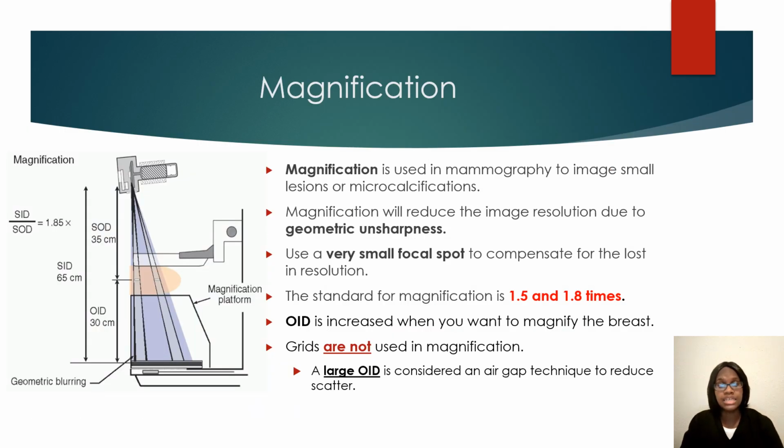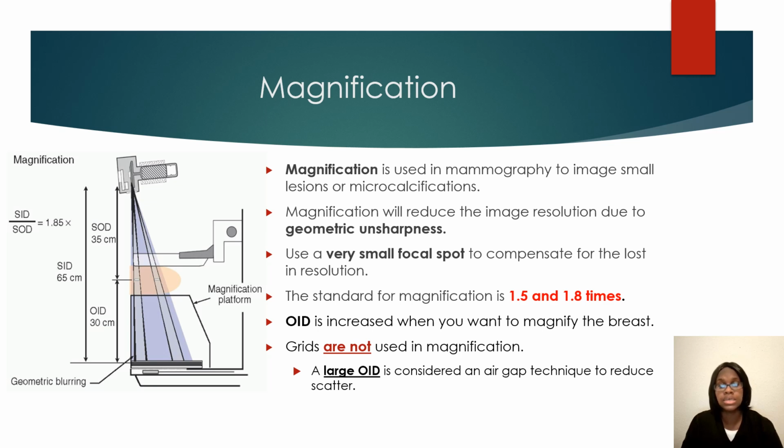We use magnification a lot in mammography. A lot of times, if something was found on a screening mammogram, the patient will have to come back in to have more images as a diagnostic mammogram, especially if it's for microcalcification. You will have to use the magnification stand and paddle, or mag stand. Magnification will reduce the image resolution due to geometric unsharpness. Use a very small focal spot to compensate for the loss in resolution. The standard magnification is 1.5 and 1.8 times.